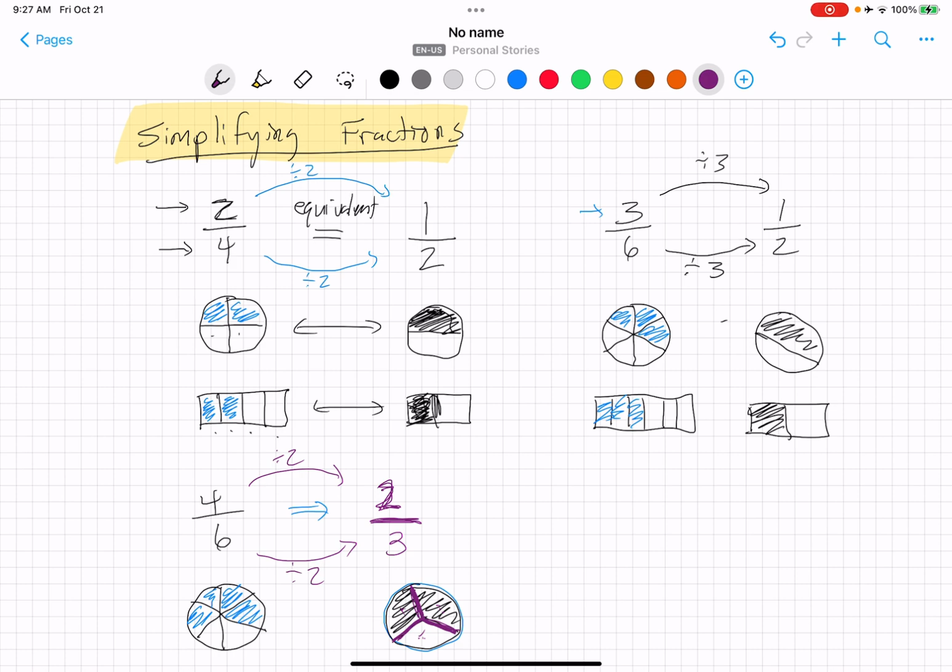And so this is a way we simplify fractions. You will need to know your multiplication tables, and you'll need to know how to divide. But if not, you can always draw a picture as a way to represent, and remember the pieces are all the same size.